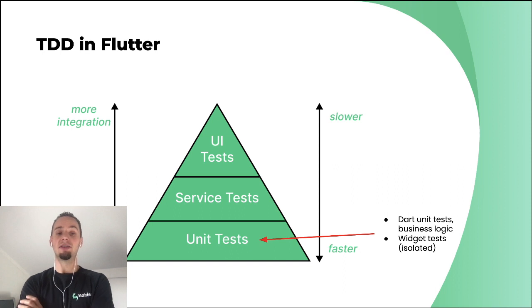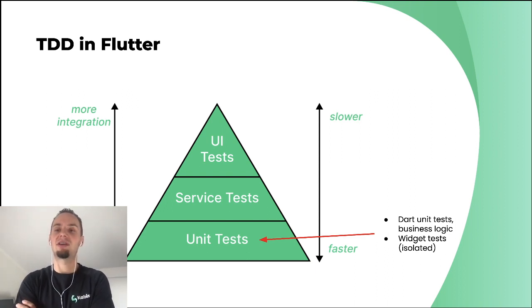And the first one is a Dart unit test. And a Dart unit test is basically a really traditional way of a unit test. It's just going to test your business logic. So it's just pure Dart code, pure business logic. And the second kind of unit tests are widget tests.